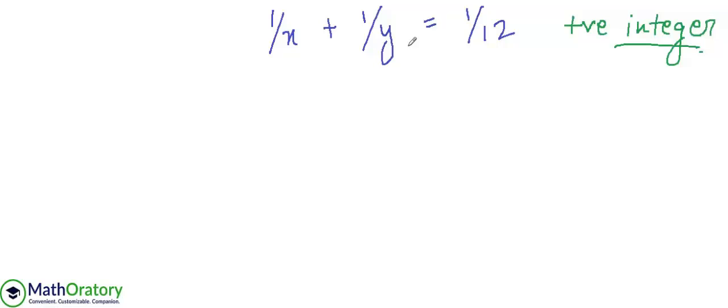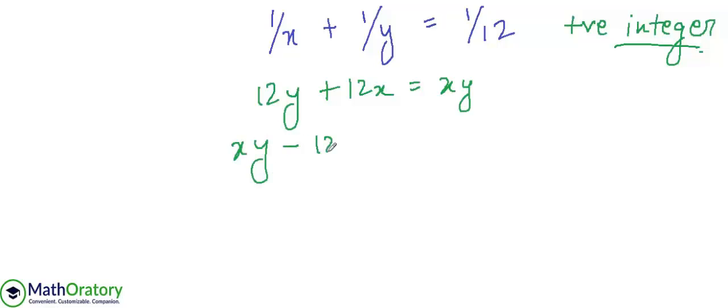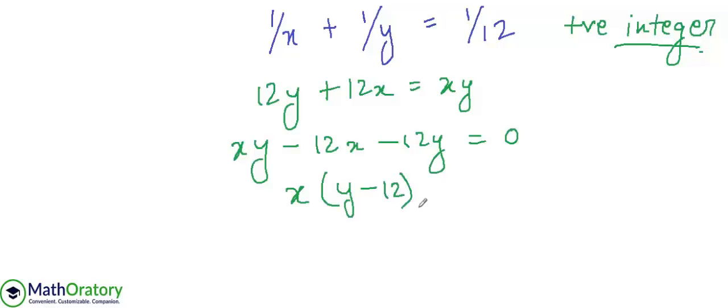So first of all, let us multiply both the sides by 12xy. So we should have something like 12y plus 12x is equal to xy. Now let us take these two on this side. So what we have essentially is something like this equals to 0. If I take the x common from these two, we have y minus 12.